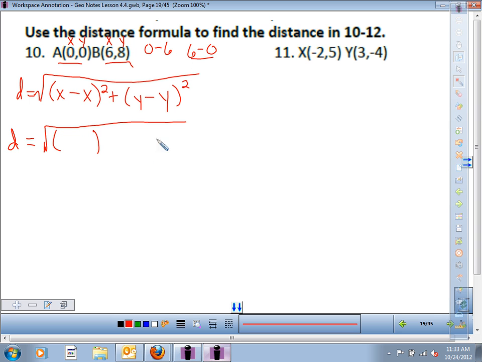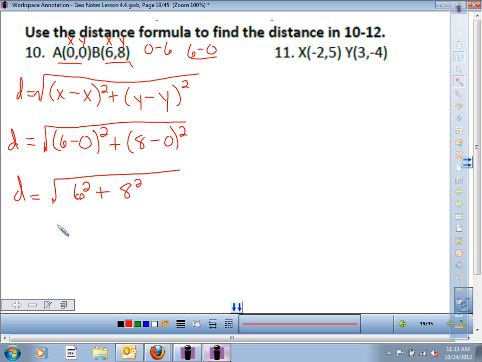I like this better, so I'm going to take 6 minus 0 squared plus, now let's look at our y's, 0 and 8. So again I'm going to do 8 minus 0. Now notice I've kind of flip-flopped those. I thought using 8 first would be easier. So now we can go ahead and continue with our formula. Let's simplify some things. So 6 minus 0 is 6 squared, and 8 minus 0 is 8 squared.